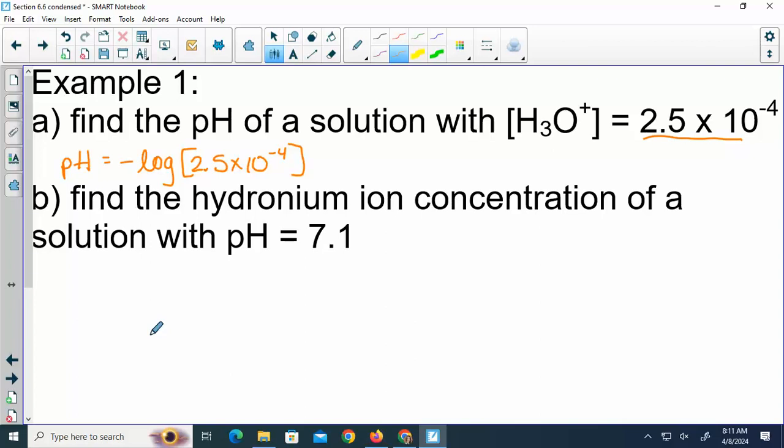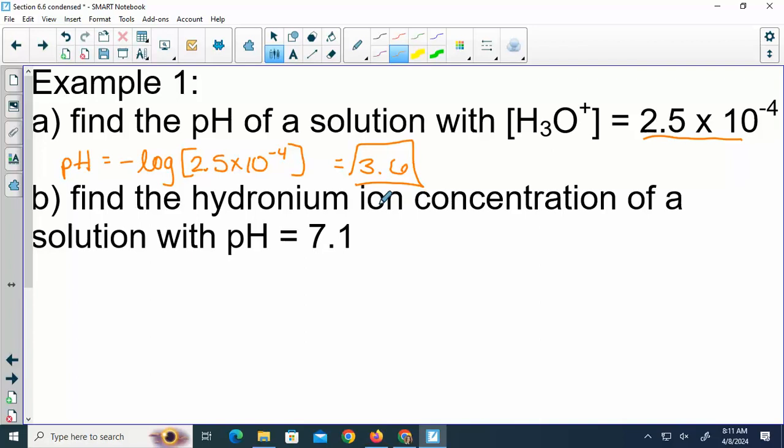And usually pH we round to 1 decimal, so what do we get? 3.6. Is that one okay? Pretty straightforward. You would be given that formula, so you just have to plug it in.